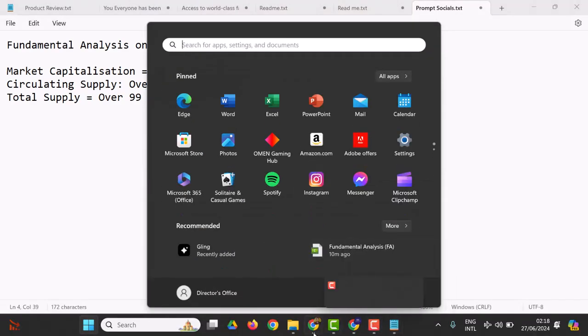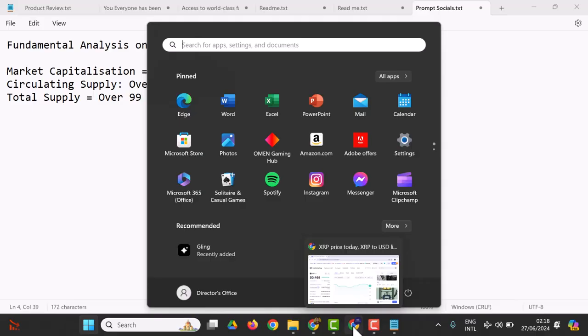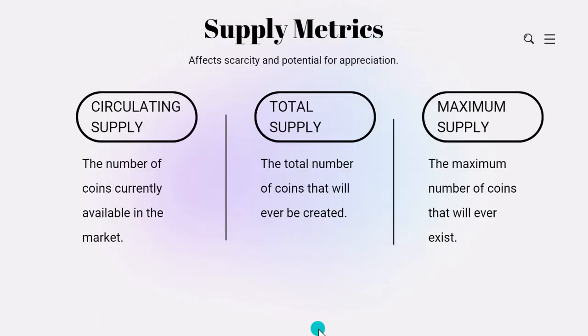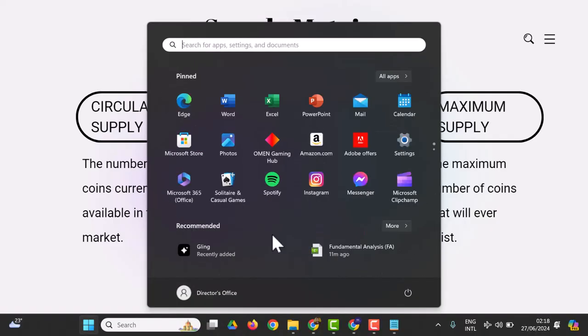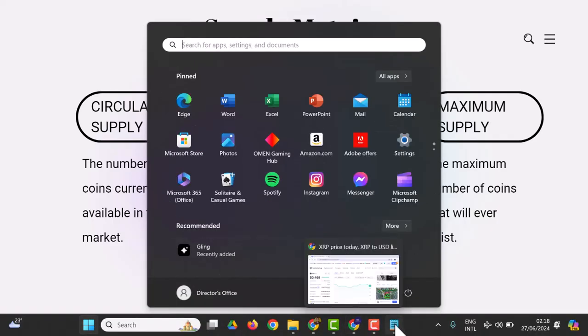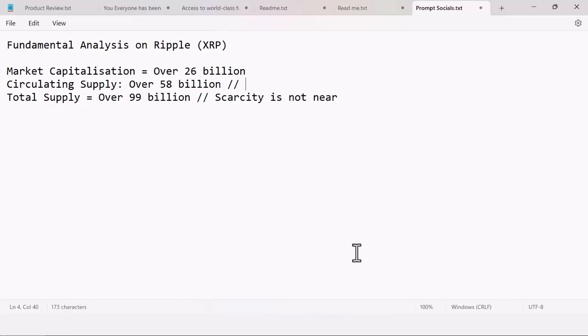And here in the circulating supply, what did we induce? When you come back here to the circulating supply, we said something about it. It says the number of coins currently available in the market, and we are going to say the coin is much more in circulation.